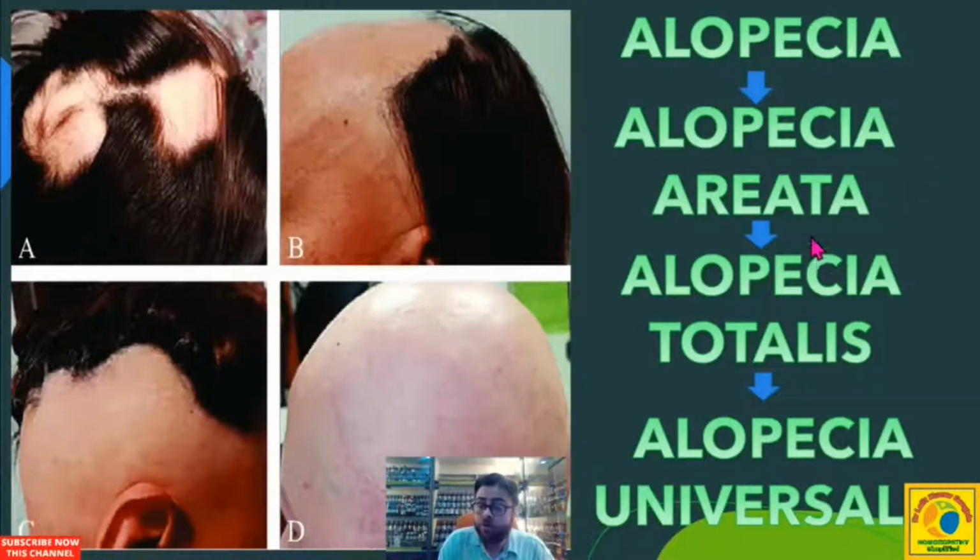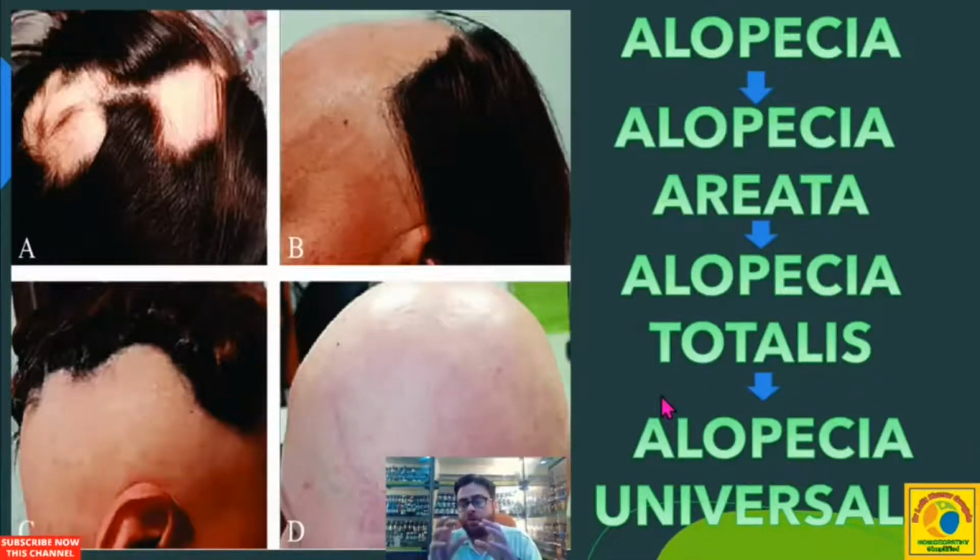Then over a period of time, if this disease does not get cured and the hair falling continues, this patient loses the complete hair from his head especially, or maybe from his beard. Then he becomes a patient of alopecia totalis. And ultimately, if this disease does not get stopped at this point, this person is going to be a patient of alopecia universalis in the coming time.